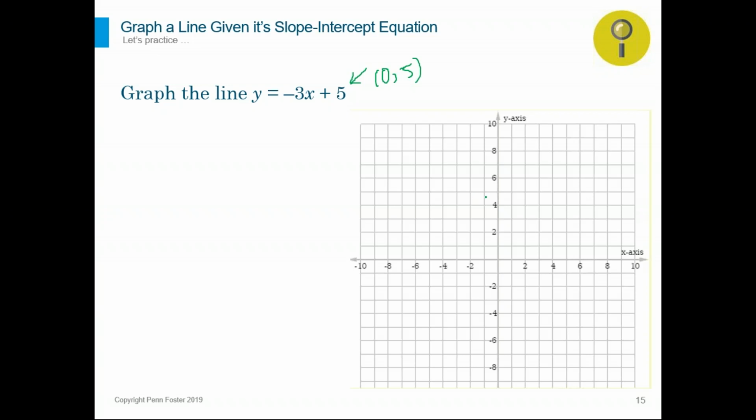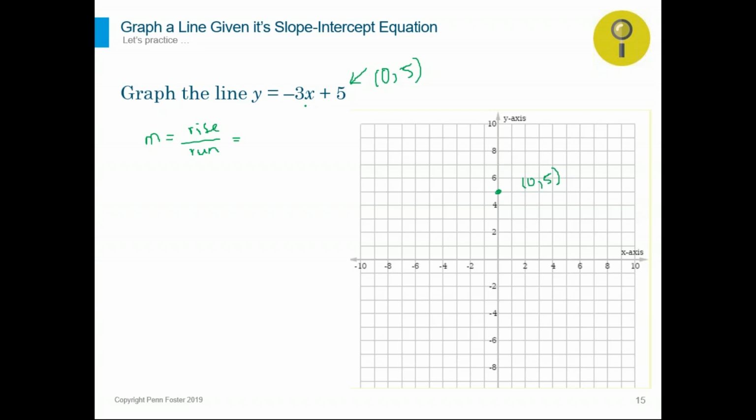So this point on my graph paper is here, (0, 5). I need a second point. How can I come up with the second point? The second point has to fall on this line described in this equation. Well, I can use the slope. Remember the rise and the run method? This slope is actually m, or slope, equals rise over run.